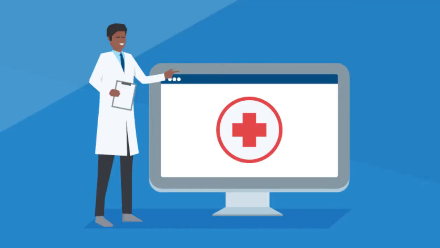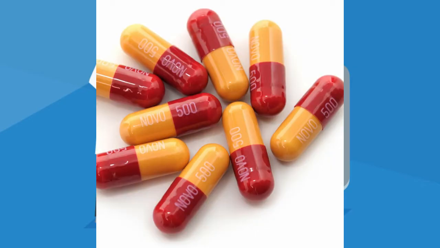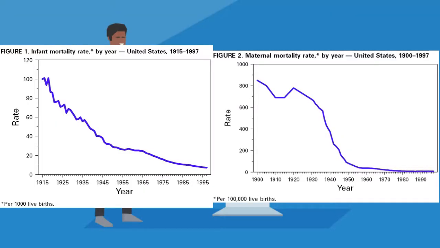On the medical side, the invention of antibiotics prevented millions of deaths, but the medical progress that really affected the population was the improvements in childbirth. According to the CDC, between 1915 and 1997, the infant mortality rate dropped by upwards of 90%, which is truly a remarkable figure.